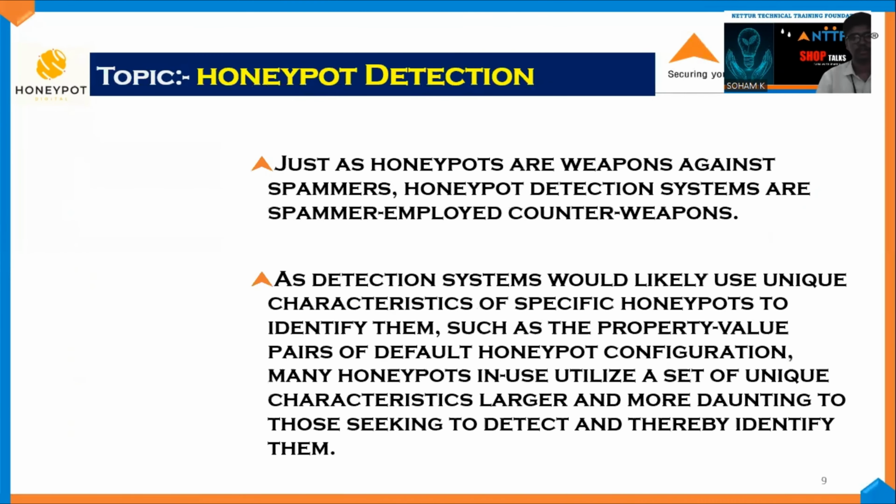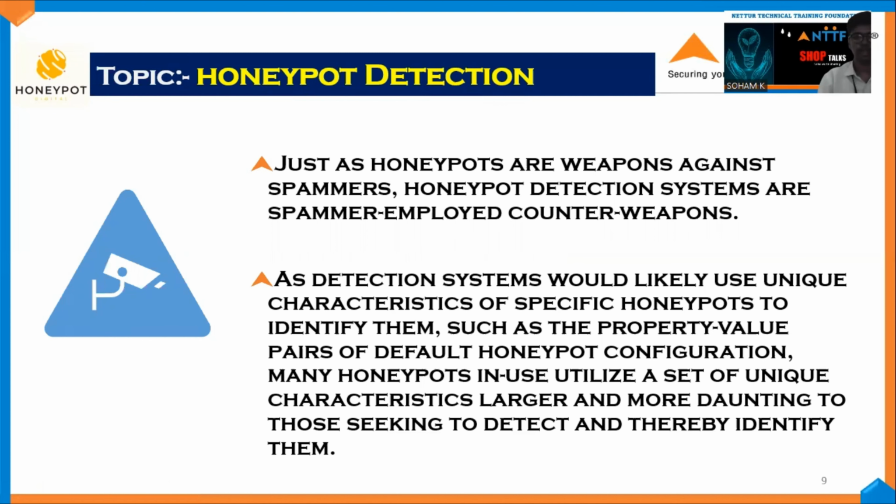Honeypot detection. Just as honeypots are weapons against spammers, honeypot detection systems are counter-weapons employed by spammers. A detection system would likely use unique characteristics of specific honeypots to identify them, such as the property value pairs of default honeypot configurations. Many honeypots in use share a set of unique characteristics, making them vulnerable to those seeking to detect and thereby identify them. So this is how detection works.